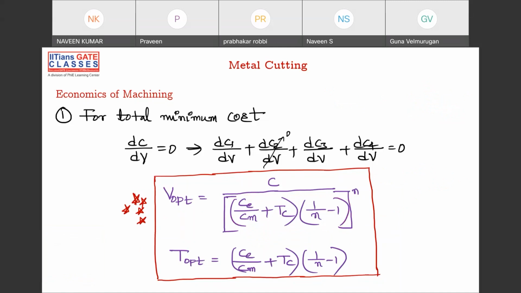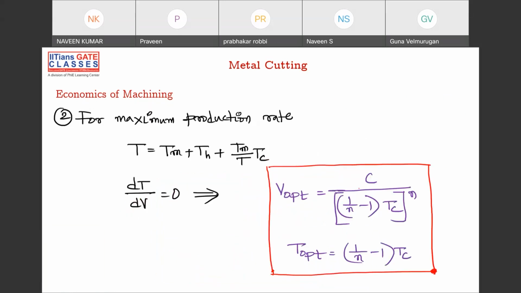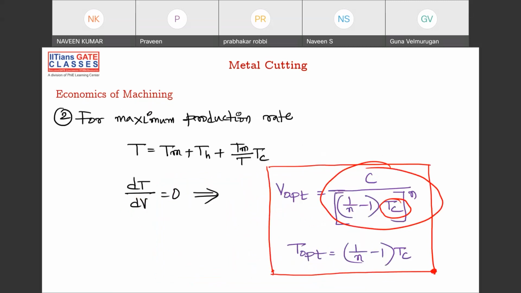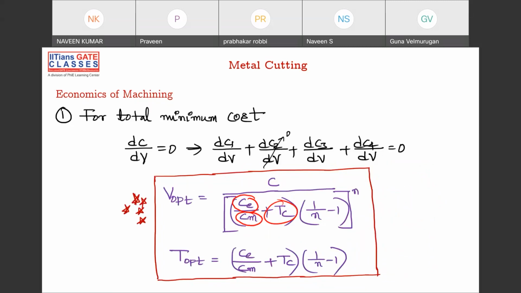Now let's go for maximizing the production rate. This is for maximizing the production rate, and the formula is this: C by (1 by n minus 1) into TC. TC is the tool changing time. And here we have two extra costs: CE, the regrinding cost, and the machining cost. And this is your tool changing time. Fine. So these two formulas are very important.